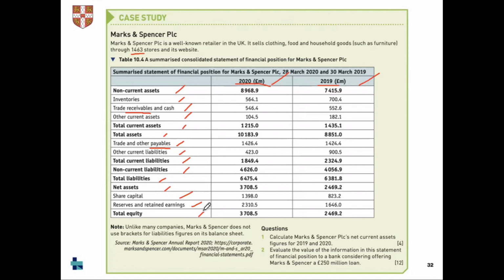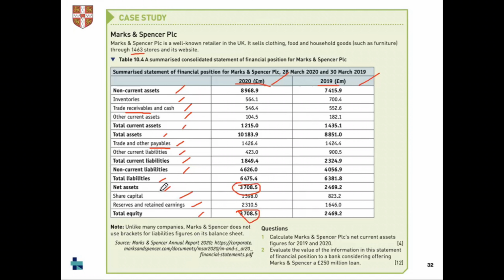Remember, we said that the balance sheet or the statement of financial position must balance. So we can see that the total equity, which is essentially the net assets, is equal to our net assets here, which is when all the liabilities are taken from the assets. It will give us the net assets.